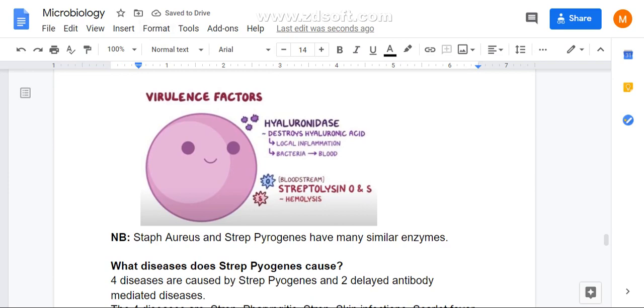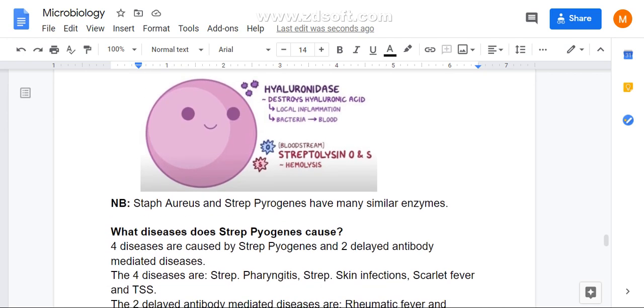Okay. Yeah, so this is showing the hyaluronidase, so this is showing hyaluronic acid. A local infection causing the bacteria to get into the bloodstream, and streptolysin causing hemolysis. And just up here to note briefly that Staph aureus and Strep pyogenes have similar enzymes. So by studying Strep pyogenes, you're kind of studying Staph a little bit because they're very similar in how they attack the body. So what diseases does Strep pyogenes cause?